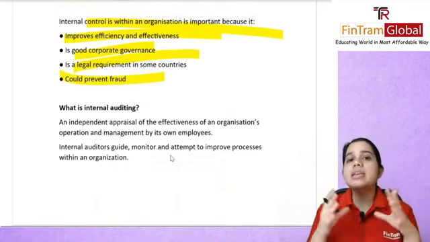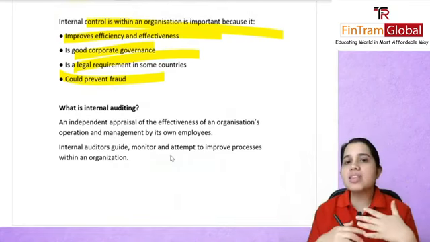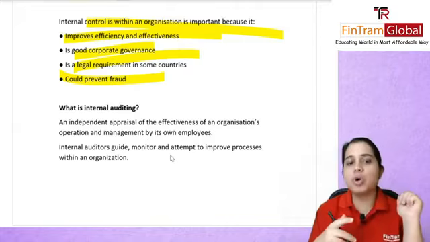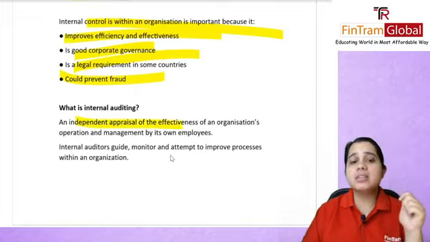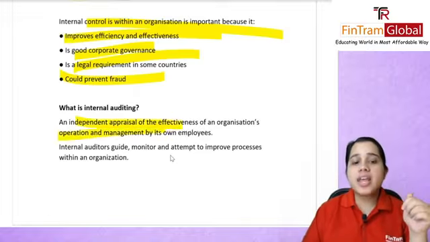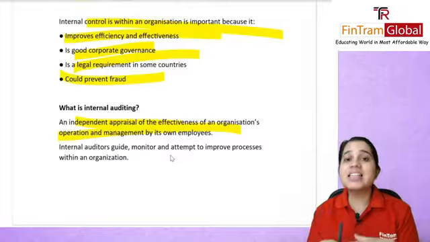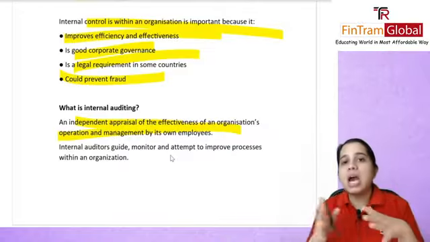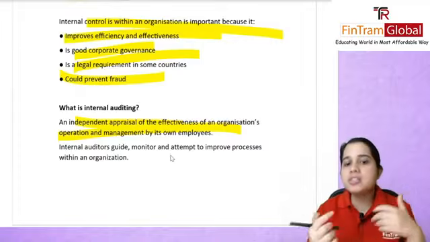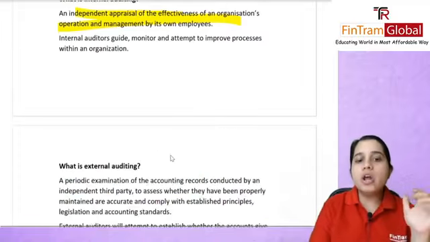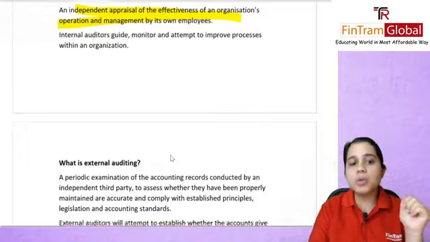So internal auditing, these are people who are employees of your organization, or you can even outsource this function to a third party. This is done by the independent appraisal of the effectiveness of your organization's operations and management. Basically, how properly are whatever internal controls you have working, and are the policies that you have enough or not. All of that is something that the internal auditor is going to be looking at.